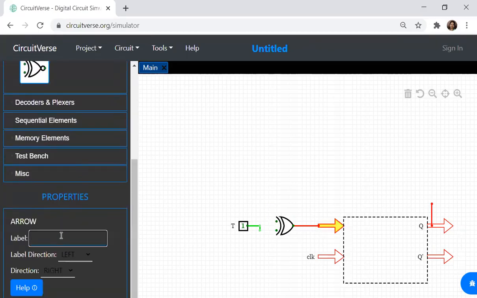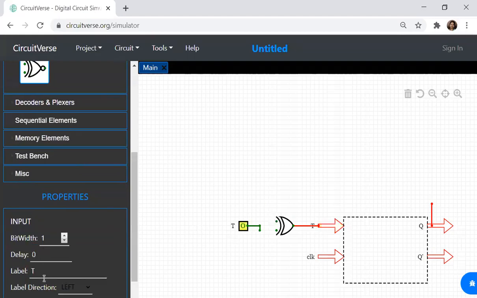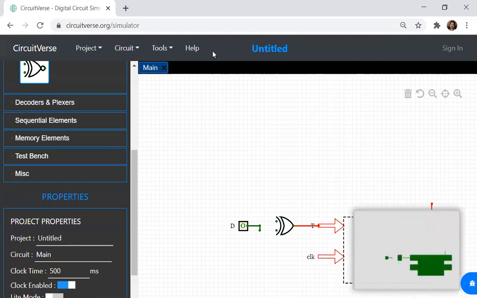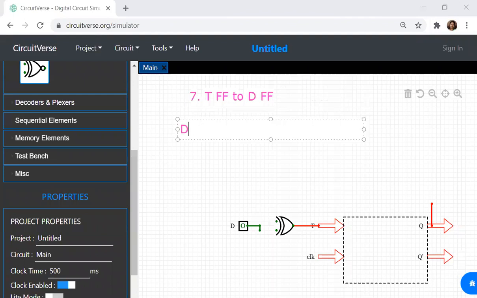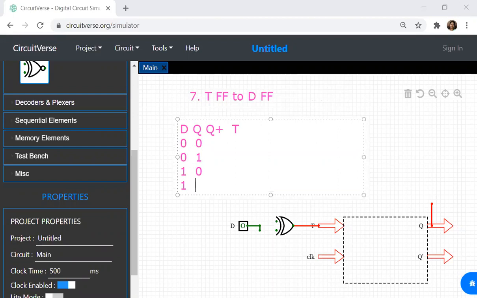So I already have a T flip-flop on hand. I have to convert it into a D flip-flop. So this is D, I've just left it as it is. Now we'll see how to do the conversion. So this conversion is TFF to DFF. Again, let me write it. What are the inputs you will be having? My inputs will be D and Q. I will get Q plus and my conversion output is T. So this is the 0 0 combination, 0 1, 1 0, and 1 1.